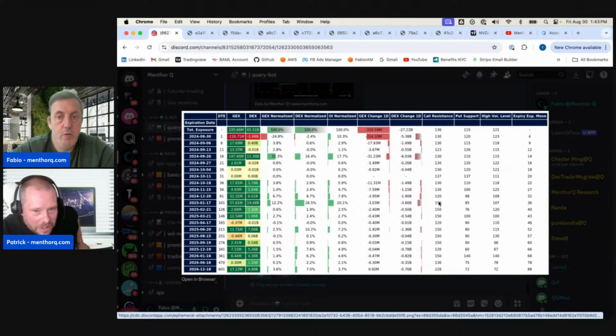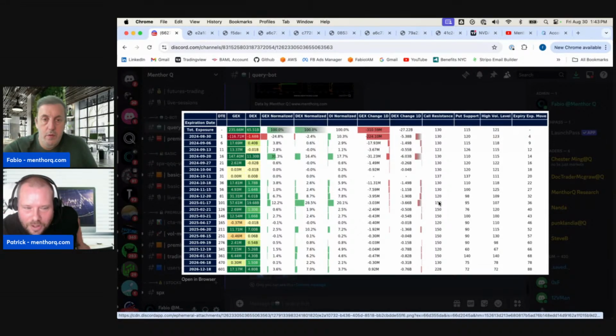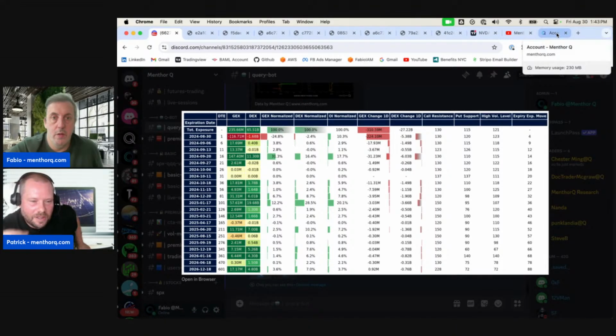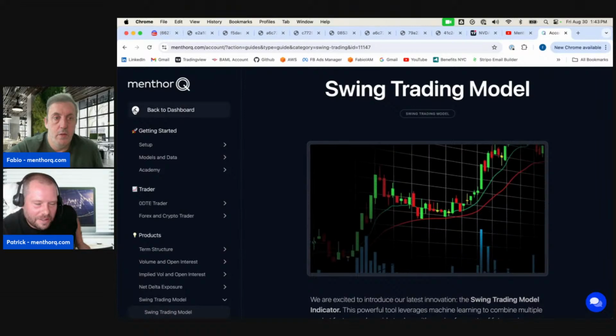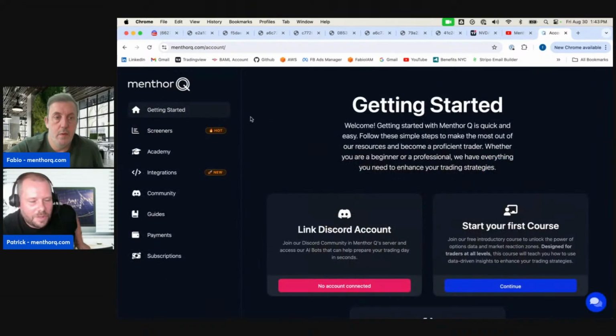And this is something we should monitor. What is the GEX change? What is the DEX change? Has the call resistance changed, has the put support changed, has the high wall changed? This is what I would always look for very closely as a swing trader. How is the change? And that's so amazing if you have tools like this, where you can easily click and boom, you get the information.